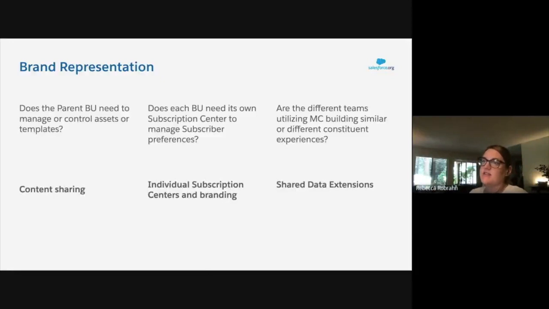So first thing to take into consideration is, does the parent business unit need to manage or control the assets or the templates? Should any child business unit not necessarily be given access to create their own email templates or provide their own assets? Does that really need to be managed from a parent business unit across all child business units? If the answer is yes, then the solution for that would be content sharing and giving all of the child business units pre-built templates and assets available for them to use, but not necessarily giving them as much free access to create their own templates or content.